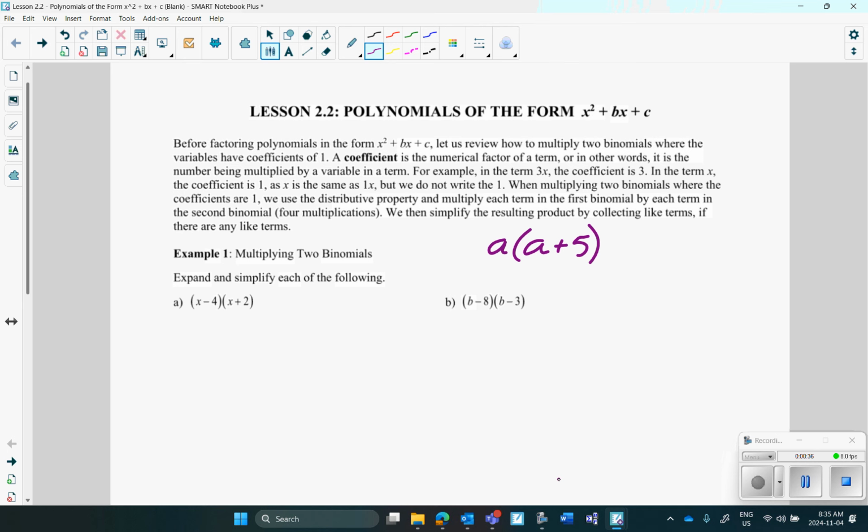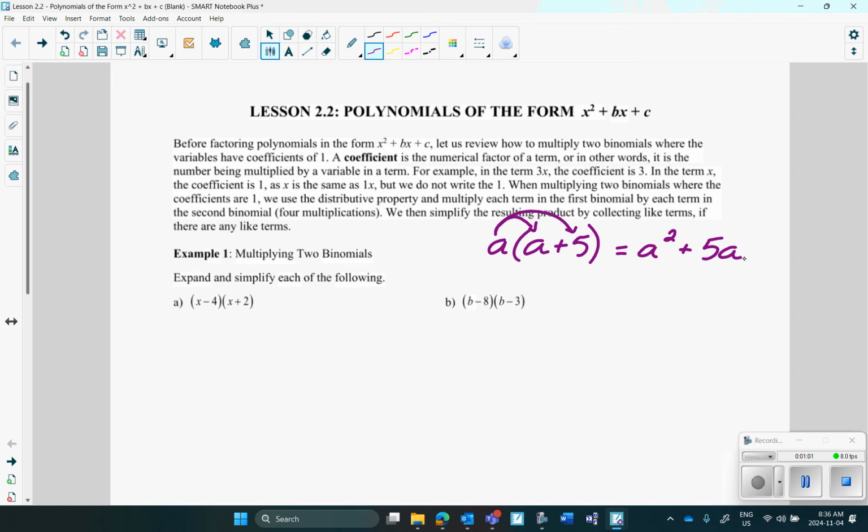We take the a and do what? Multiply it by everything inside the parentheses. What's a times a? So a squared plus 2 times 5. There. That's it. Did a lot of those last year.